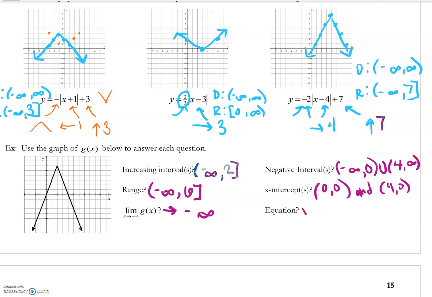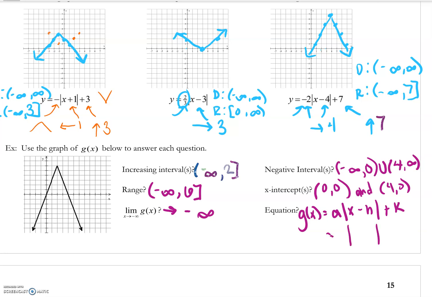So when I think of our equation, instead of saying y, we called it g of x. So I'll say g of x equals. I could have an a value in front. I know it's an absolute value function, so I am going to have the absolute value bars. And I could also have a horizontal shift, and I could have a vertical shift. So my job is to fill in the values for a, h, and k if they exist there.